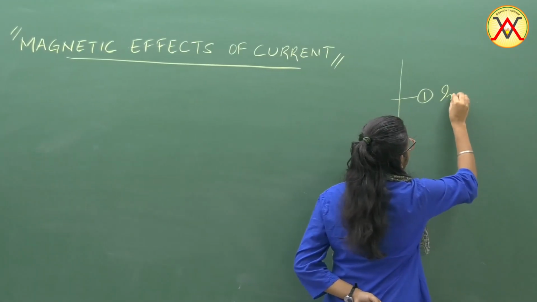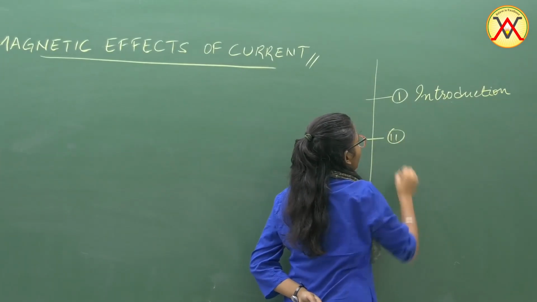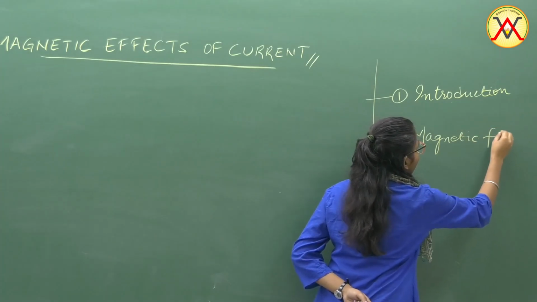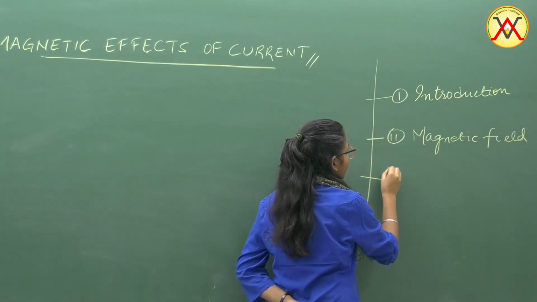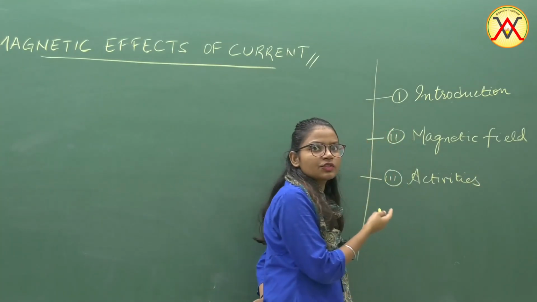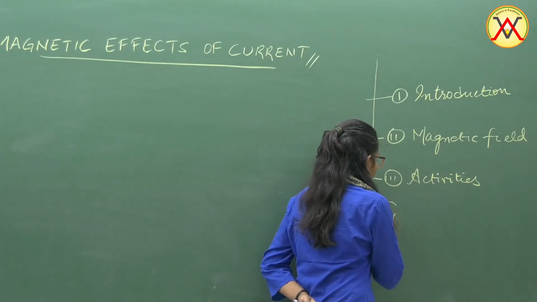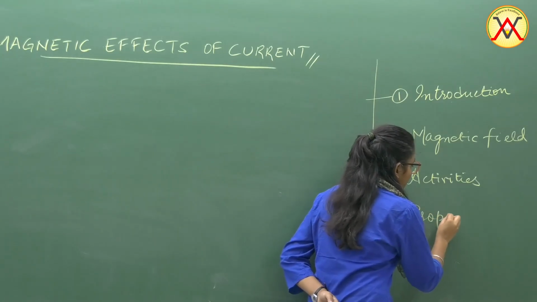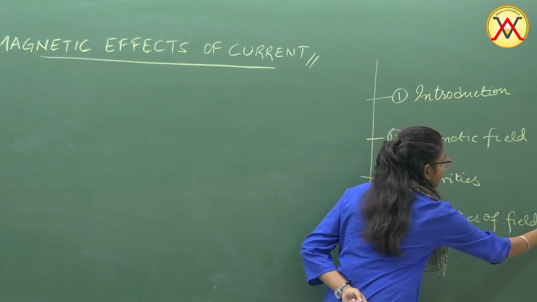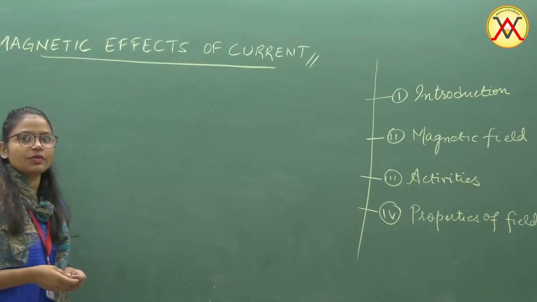First, introduction. Number second, magnetic field. Number third, activities related to magnetic field lines that are very important for our board's examination. Number fourth, properties of these field lines. Alright, let's start with the first one, that is our basic introduction.